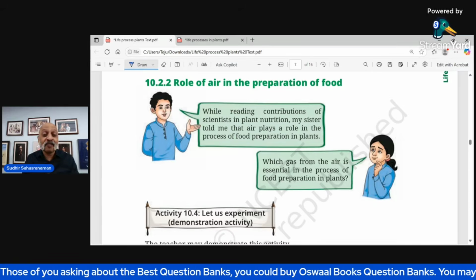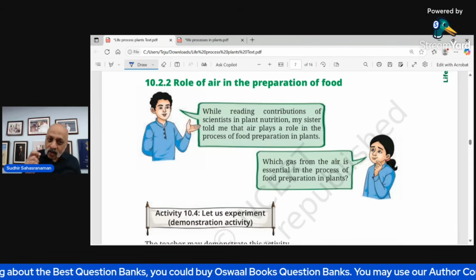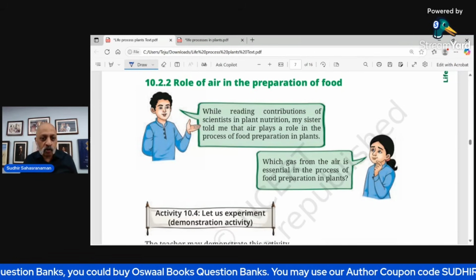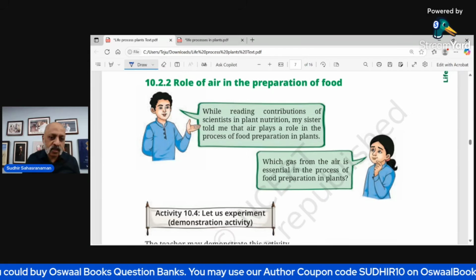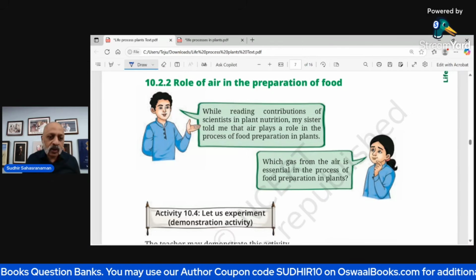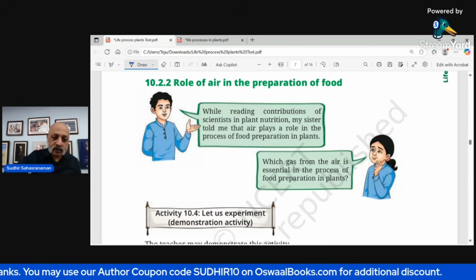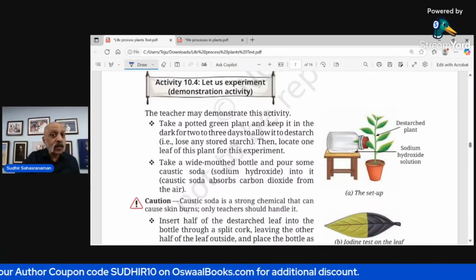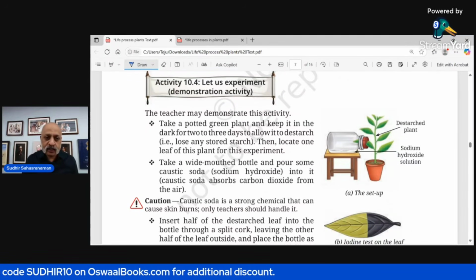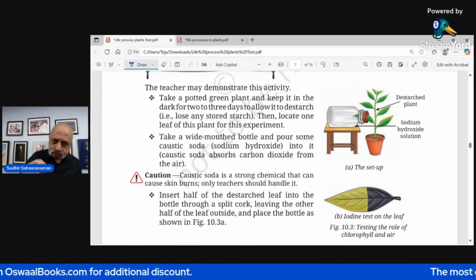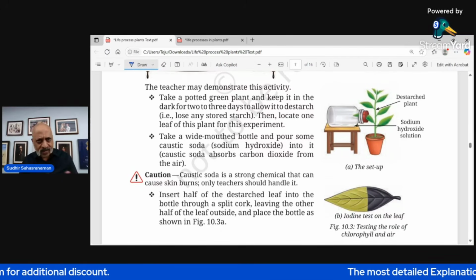Now all these terms would be familiar to you. Now, while reading the contributions of scientists in plant nutrition, my sister told me that air plays a role in the process of food preparation in plants. So which gas? Let's do an experiment again. Lots of experiments in this one, which is why I'm doing more from the text. The teacher has to demonstrate this activity.